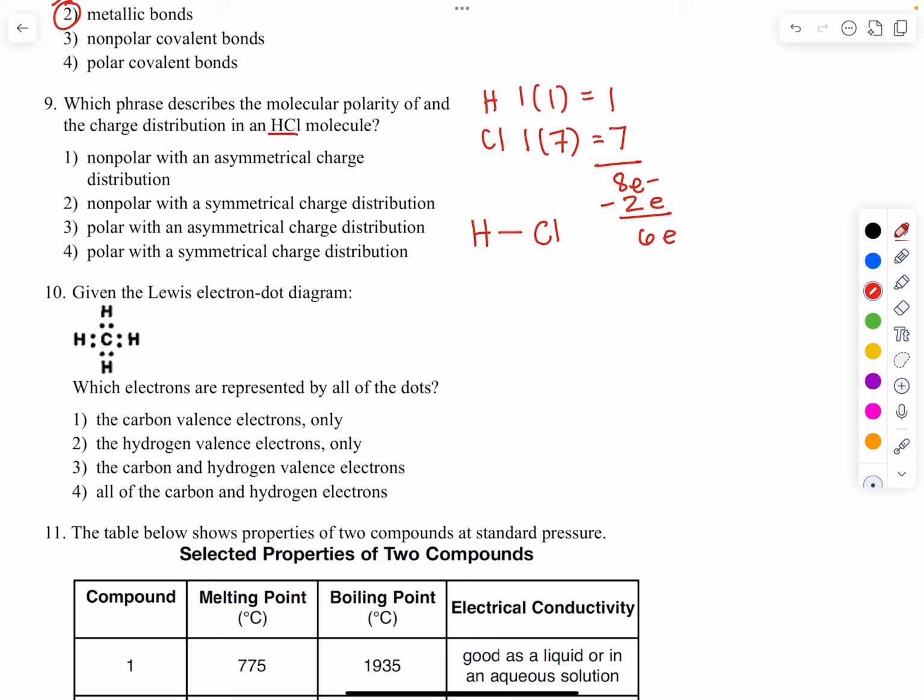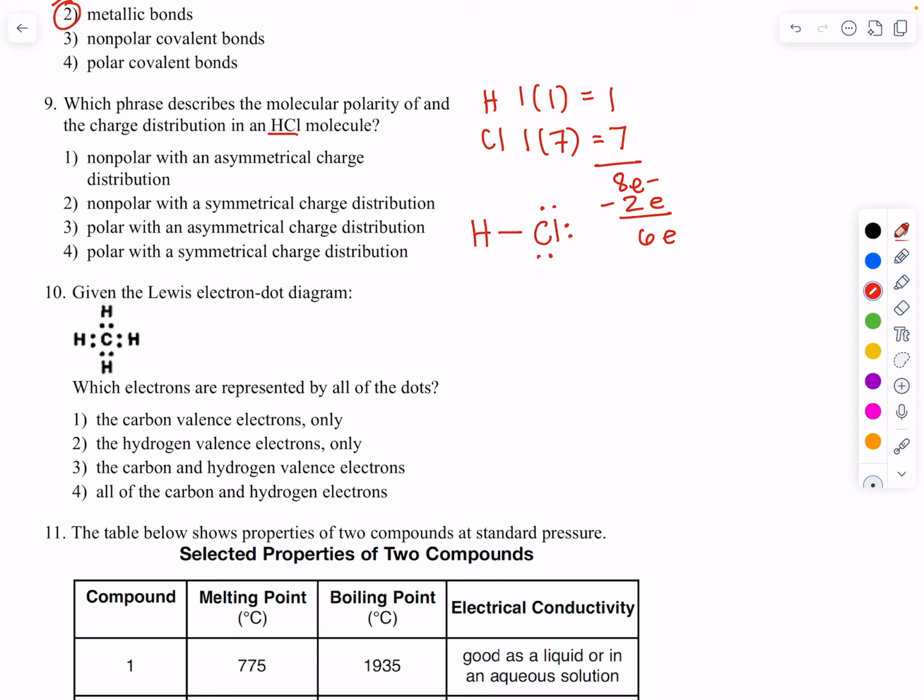Hydrogen is actually happy with 2, right? These 2 that it has sharing with chlorine are the only 2 it needs. That's how hydrogen is happy. And there's 6 electrons left to go around. 1, 2, 3, 4, 5, 6. Now if I look, chlorine has 1, 2, 3, 4, 5, 6, 7, 8. It has all of its valence electrons that it needs.